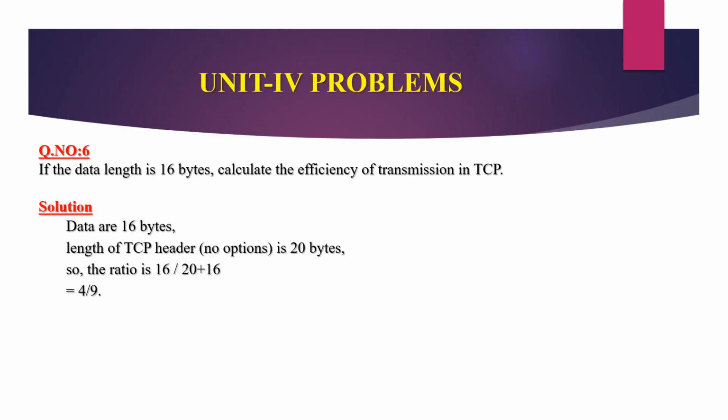Last one. If the data length is 16 bytes, calculate the efficiency of the transmission in TCP. So, the data is 16 bytes. The length of the header, with no options, is 20 bytes. So, the ratio is 16 divided by 20 plus 16, that is 4 by 9. This is the efficiency of the transmission in TCP.